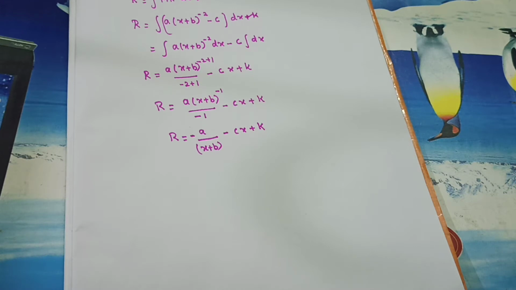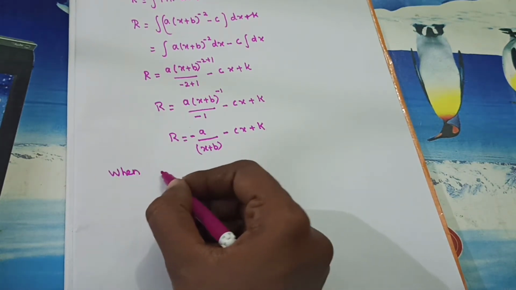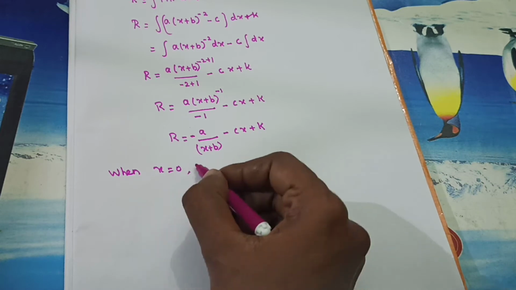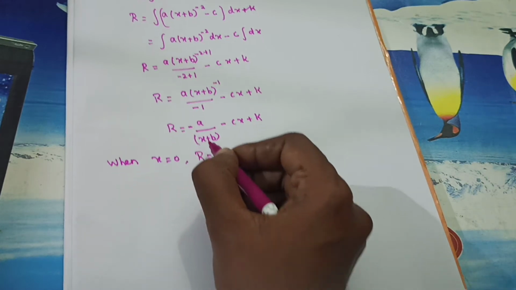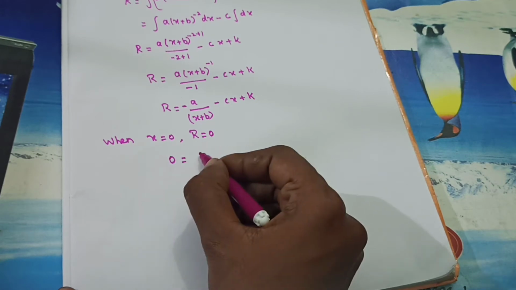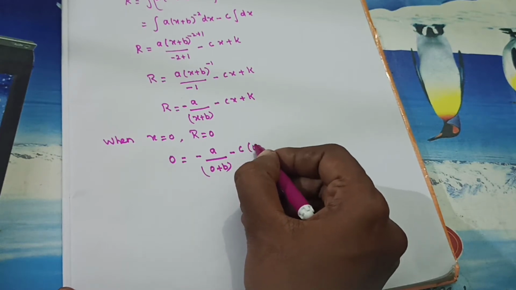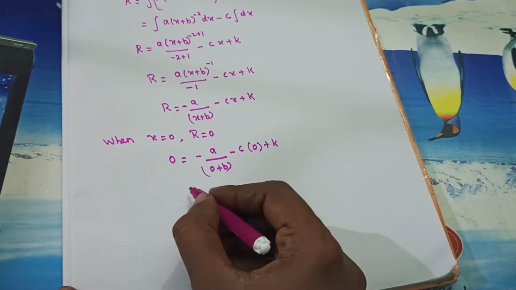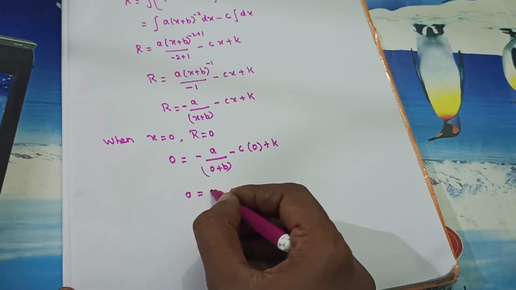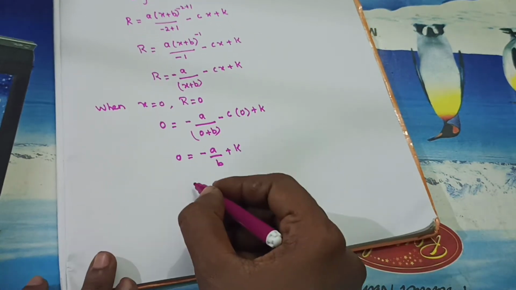Understand? So afterwards, when x is equal to 0, what will happen? R also 0. Last problem I have taught you. So when x value is 0, R is also 0. So here you can apply R as 0. So 0 is equal to minus a by (0 plus b) minus c into 0 plus k. So from here 0 is equal to minus a by b plus k. So from here you can find the value of k.